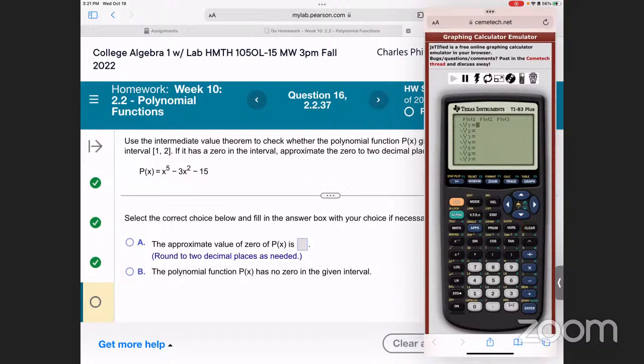Okay. All right, cool. Sorry, I was trying to find a keyboard shortcut instead of having to click on the screen the whole time. Okay, so let's type this guy in. So we got x^5, okay, minus 3x squared, okay, minus 15. Cool. So if we're doing the same thing, we're going to go to the table set. We want the table to start at 1, and we want it to change by 0.1. Okay.